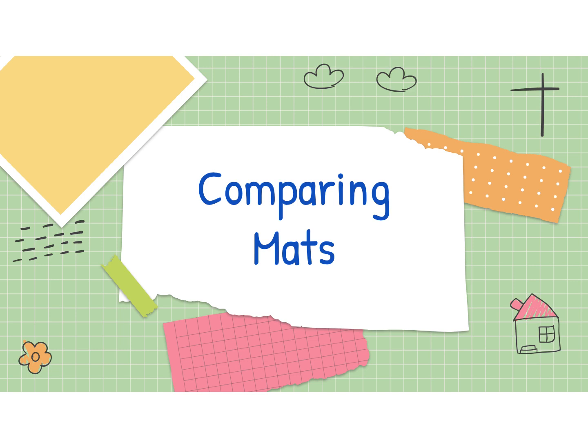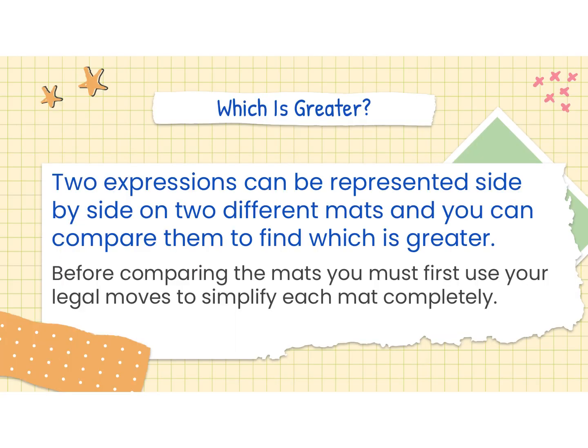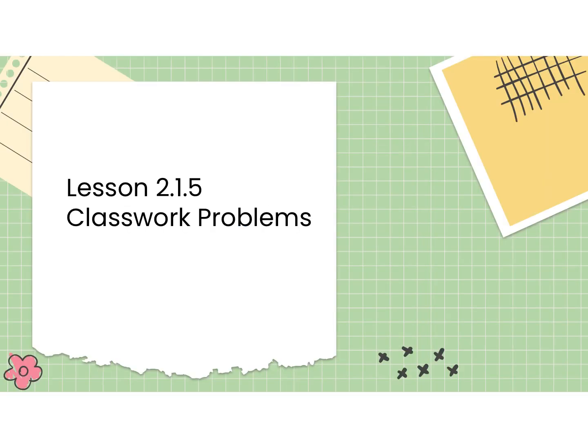Okay, so now we're going to have a discussion about comparing mats, and we're going to draw our little pictures, and we're going to simplify the expressions that are on our mats. At this point, you should have a split screen with the classwork problems. The goal today is to determine which of our expressions is greater. So 2 expressions can be represented side by side on 2 different mats. That's what we're going to do today. You can simplify them and compare the simplified expression on each mat to determine which mat is greater. Again, please make sure at this point you have the classwork problems open as a side by side for each one of these problems coming up.